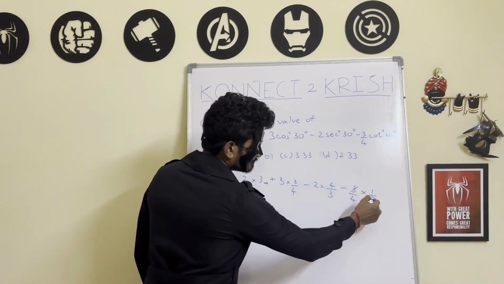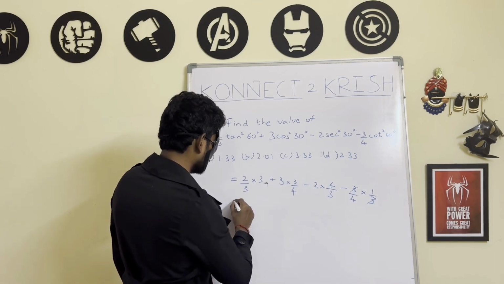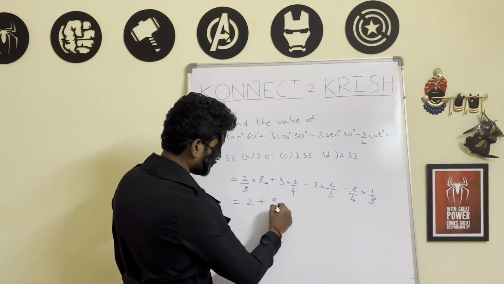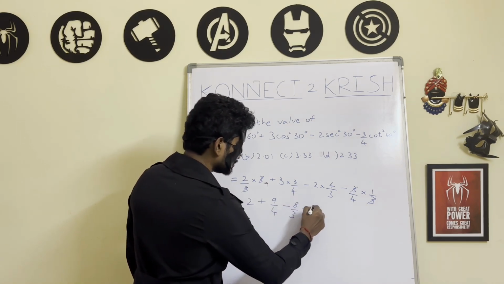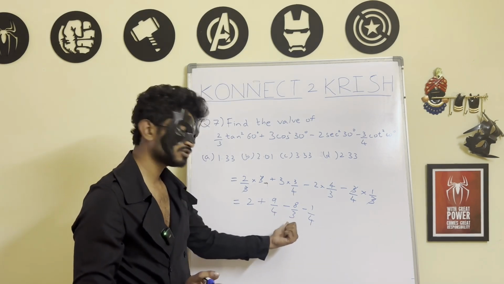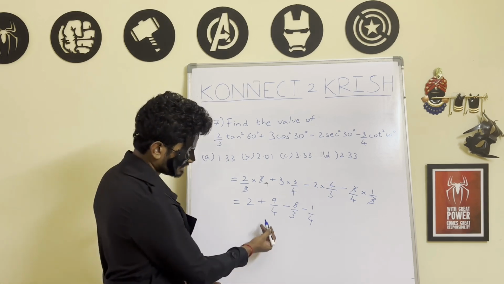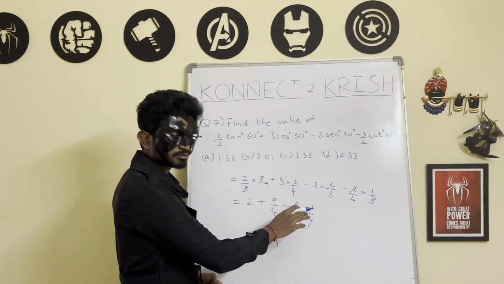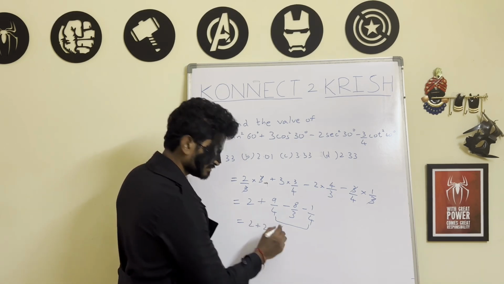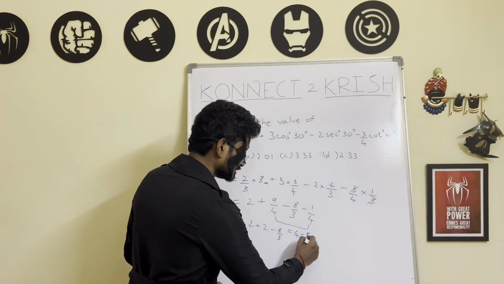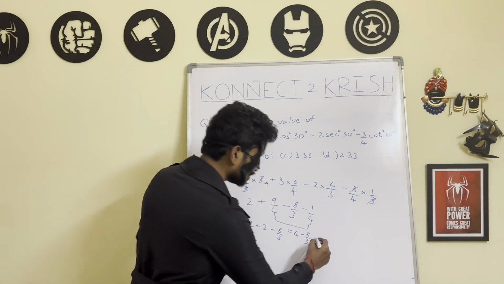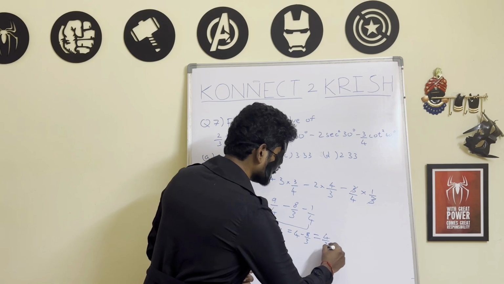This way cancel it, so you will get, cancel this also, 2 plus 9 by 4 minus 8 by 3 minus 1 by 4. Generally in exams, the mistake we make is we find the LCM of this, we take 12 and we start calculating. But try to avoid those things, because here you can see these two you can combine. 9 by 4 minus 1 by 4 is 8 by 4, which is nothing but 2. So you can combine it with 2: 2 plus 2 minus 8 by 3. So it's nothing but 4 minus 8 by 3. Now you can take LCM, that is 12 minus 8 whole divided by 3, which is 4 by 3. It is equal to 1.33.